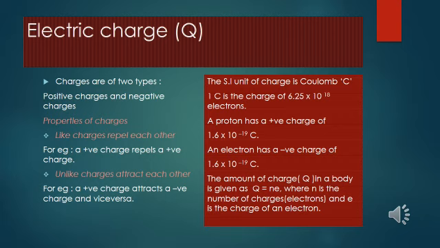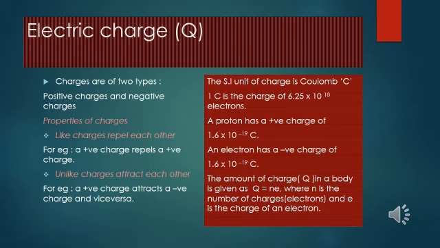A proton carries a positive charge of 1.6 into 10 raised to minus 19 coulomb, whereas an electron has a negative charge of 1.6 into 10 raised to minus 19 coulomb. The charge of a proton and an electron is very feeble, so we use a bigger unit to measure electric charge, and that unit is coulomb. 1 coulomb is the charge of 6.25 into 10 raised to 18 electrons. Thus, the SI unit of charge is coulomb.